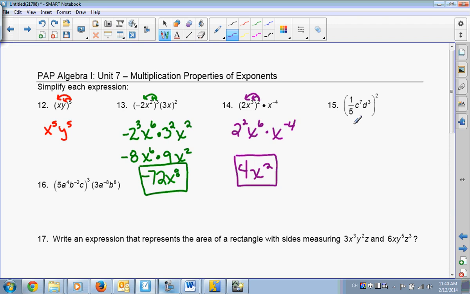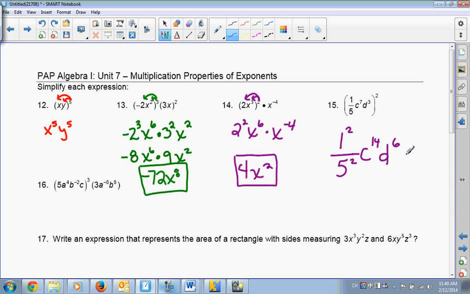All right. What do I do with fractions? Same thing. Yeah, it actually applies to the numerator and to the denominator of your fraction. Okay? See what I did? I applied this exponent to both the numerator and the denominator. Okay? And then we have c to the 14th, and then we have d to the 6th.